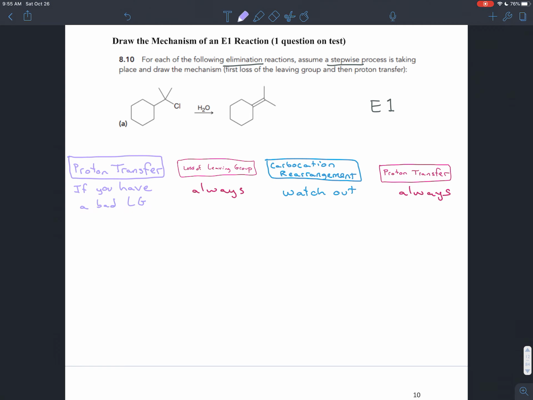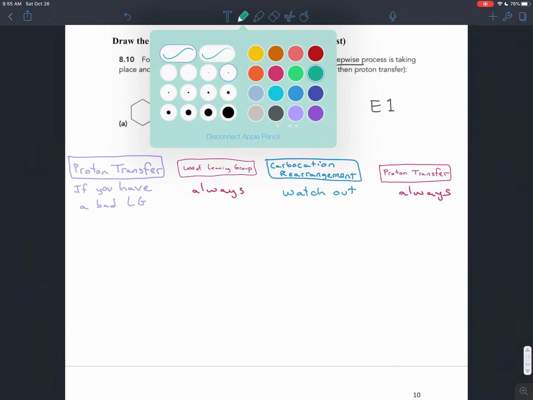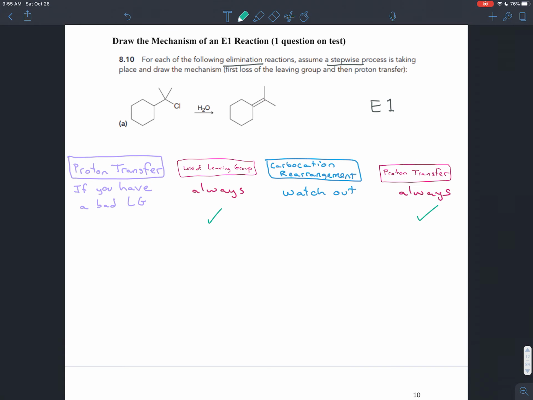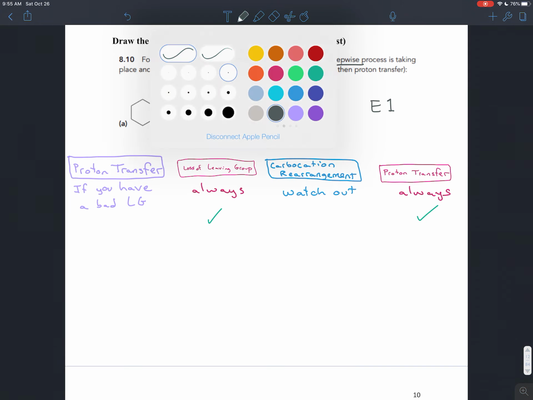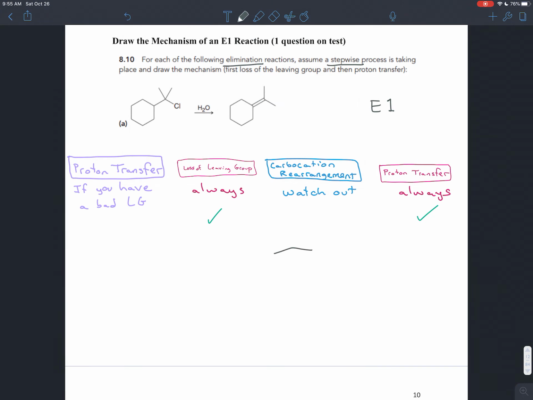So before we dive in and try to draw the actual mechanism, let's just see which ones we need to do. This way we'll make sure that we don't leave anything out. Well, we know for sure that we have to do loss of a leaving group and proton transfer. How about carbocation rearrangement? If you're checking on that, redraw the reagent, the original molecule, and instead of the chlorine, or instead of your leaving group, add a positive charge. That's going to be your carbocation. And then think, would that carbocation rearrange?